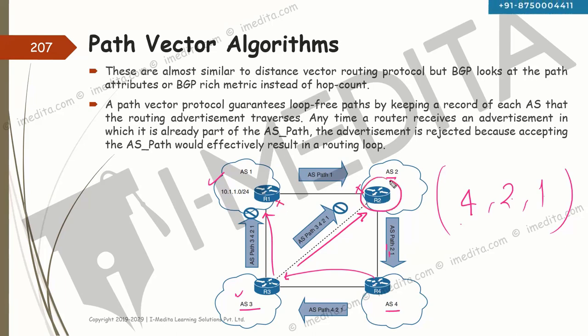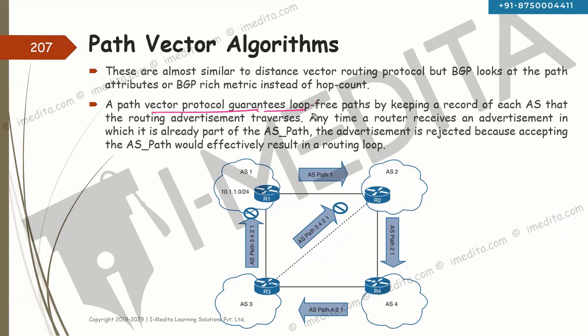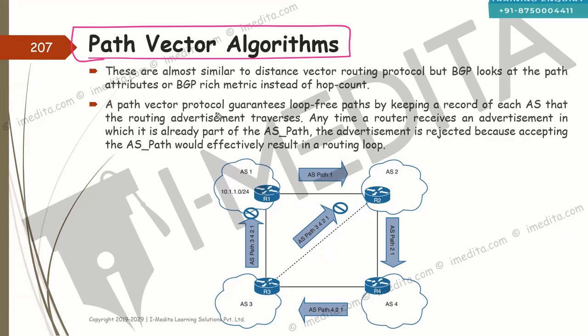Why? Because when this router receives the update, it sees its own autonomous system in the AS path list, which is an indication that the prefix has already crossed your network, already crossed your autonomous system, so you don't need to accept it. So path vector routing protocols actually guarantee that loops will not occur. The path vector algorithm guarantees that loops will not occur by keeping a record of each autonomous system that the routing advertisement has traversed.